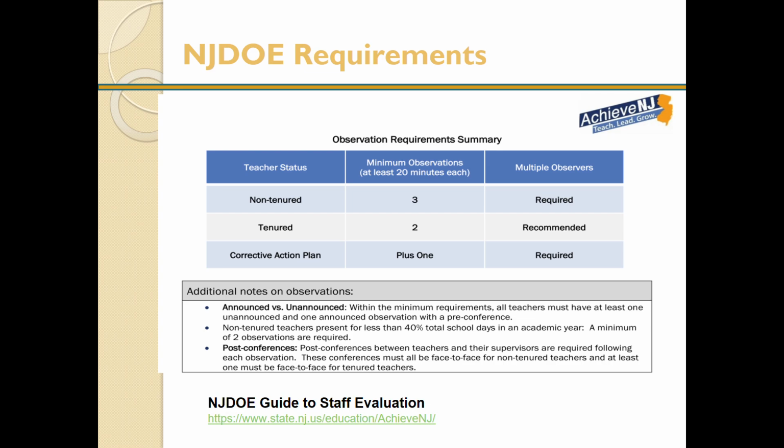Some additional notes on observations: announced versus unannounced evaluations. Within the minimum requirements, all teachers must have at least 1 unannounced and 1 announced observation with a pre-conference. For non-tenured teachers present for less than 40% of total school days in an academic year, a minimum of 2 observations are required.